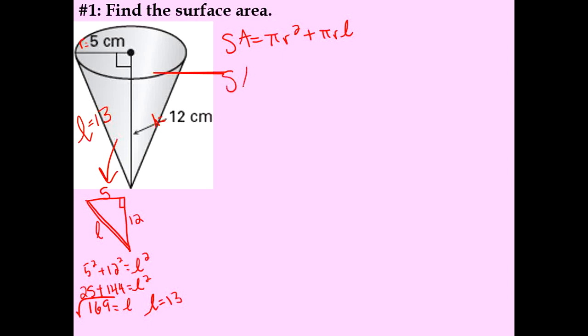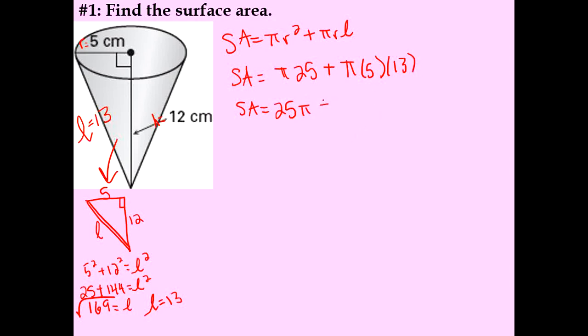So now we can plug in the surface area stuff. I do not know why my pen is making these funky motions, so I'm going to erase that. Okay, so we have pi, and then r is 5, so 5 squared is 25, plus pi times 5 times 13. So surface area is going to be 25 pi. For whatever reason, we always put numbers in front of pi, so I'll switch that around. And then 5 times 13 is 65 pi. And then 25 plus 65 is 90 pi.